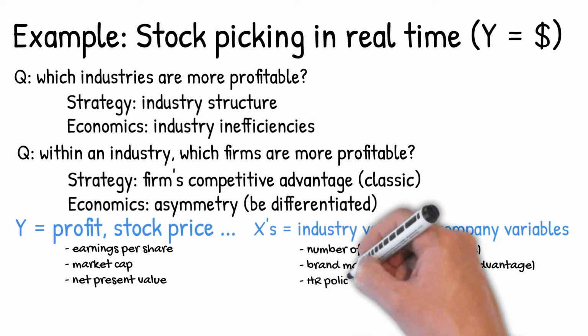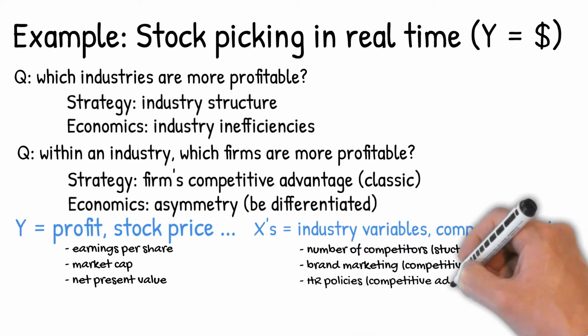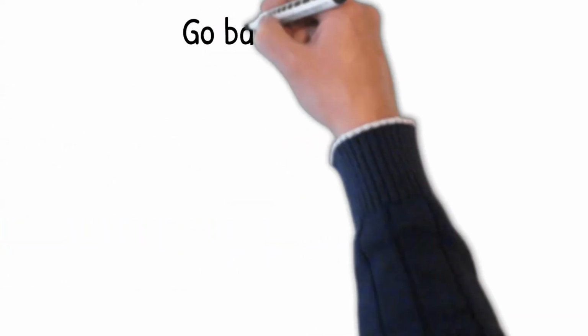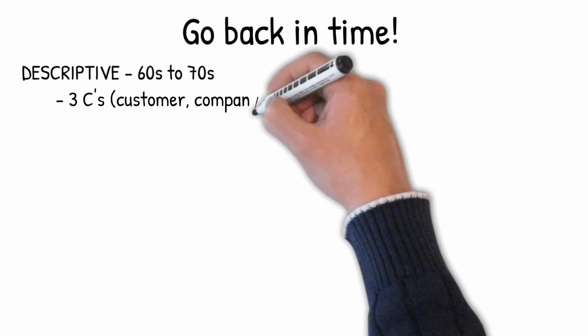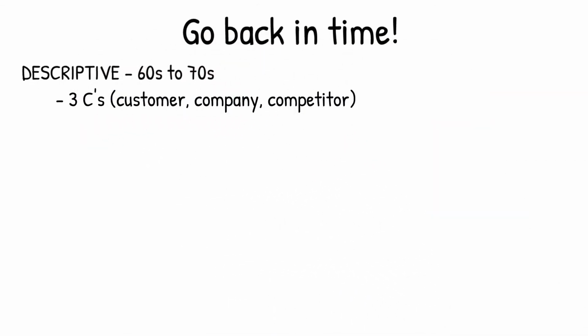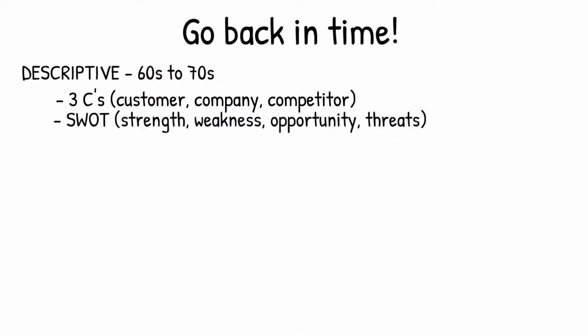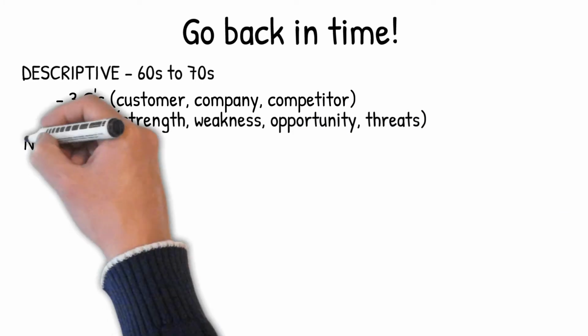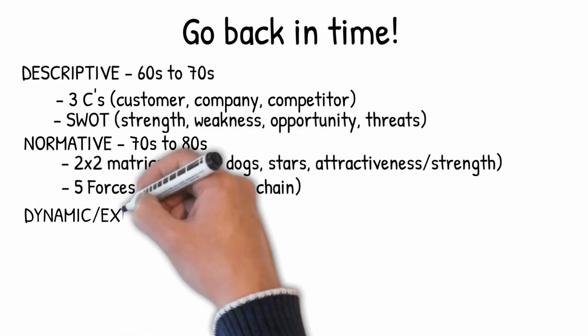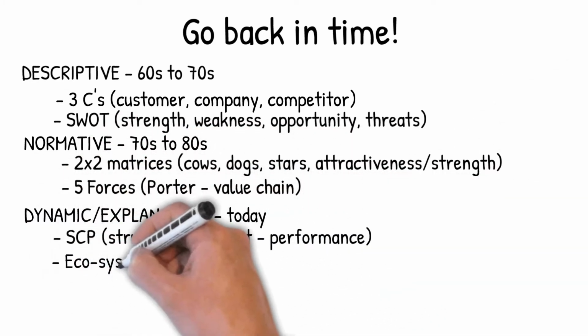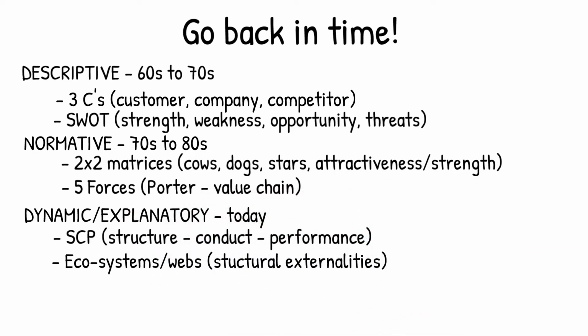Now, you'll be wondering after this, are those the only theories out there, or should I be looking for more? My recommendation is to simply start with the earliest frameworks first. In the field of business, we had the 3 C's framework. Know your customer, know your company, know your competitor. That was eclipsed by SWOT analysis. Know your strengths, weaknesses, opportunities, and threats. And then came the 70s when we talked about 2x2 matrices and Porter's 5 forces. And more recently, the SCP framework and various ecosystems and webs. The idea is to research all of the frameworks in an area before you go too much in detail about the modeling.